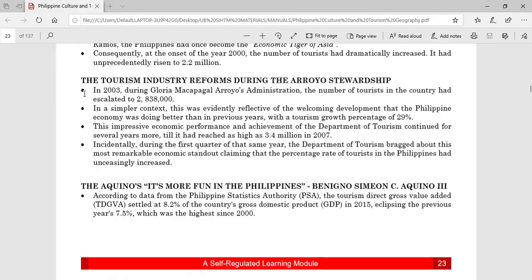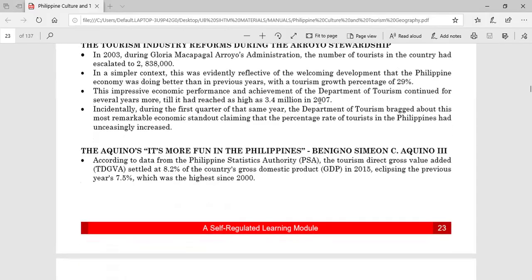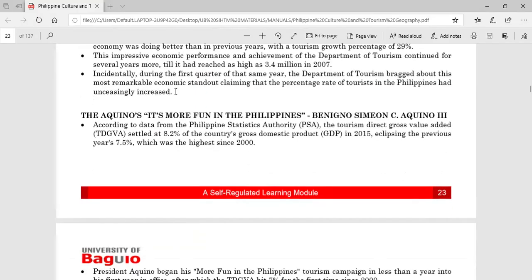All right, so let's move on to the tourism industry reforms during the Arroyo stewardship. Right, so in 2003, during Gloria Macapagal Arroyo's administration, the number of tourists in the country had escalated to 2,838,000. Right, so that's very drastic. Okay, but let's move on to the Aquinos.